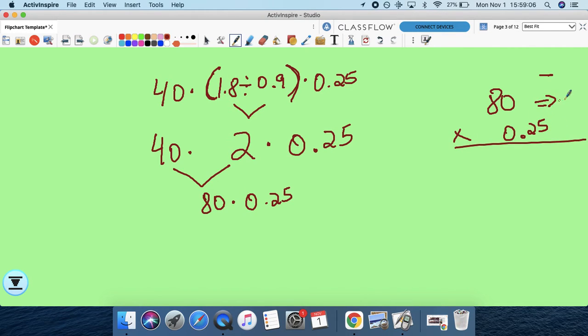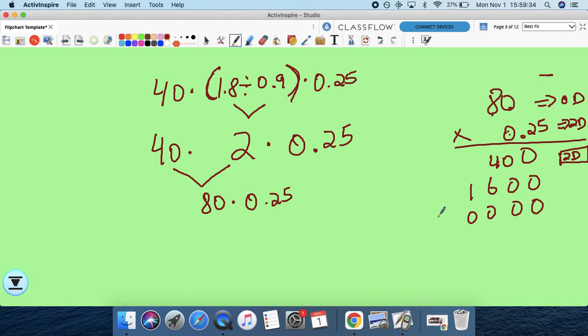So here, 0 decimals. Here, 2 decimals. So the total is 2 decimals. So my answer has to have 2 decimals. 5 times 0. 5 times 8 is 40. We move 1 over. 2 times 0 is 0. 2 times 8 is 16. You don't have to do the last 0, but if you want to, you can. So you see it's not necessary to do this line. 0, 0, 10, carry the 1, 2. How many decimal places? 2. Put a decimal right here. So what's my answer? 20.